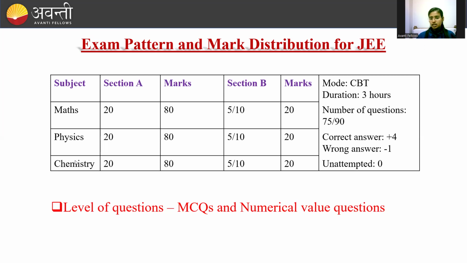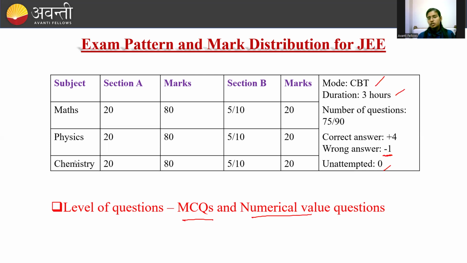Each question carries 4 marks. If you answer the question correctly, you will get 4 marks, and for every wrong answer, -1 will be deducted. It is a computer based test. The duration will be 3 hours. So out of 90, you are going to attempt only 75, 25 in each subject. If you do not attempt any question, you will get 0 for that. The questions are of MCQ type and numerical value based. Clear for all of you?